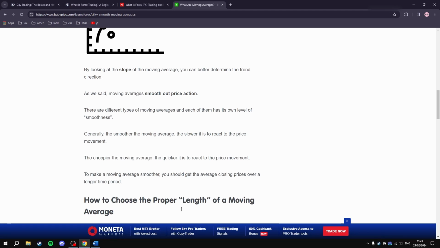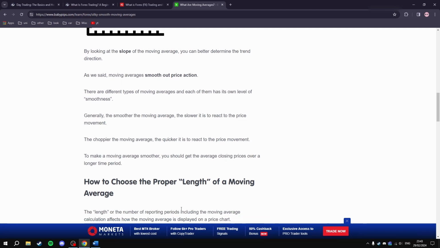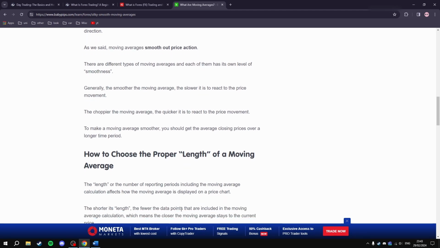As we said, moving averages smooth out price action. There are different types of moving averages, and each of them has its own level of smoothness. Generally, the smoother the moving average, the slower it is to react to price movements.